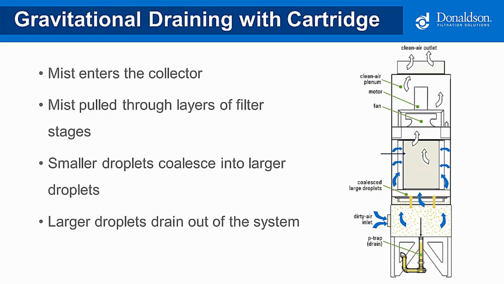The most common local exhaust ventilation system for mist uses multiple stages of cartridge or panel filters and gravitational draining. Here's how it works. The mist is pulled into the collector and moves through a series of filters, typically a pre-filter to separate out the larger particles, a primary filter to do the heavy lifting, and an after filter if needed. The smaller mist particles coalesce together as they hit the filters, form larger droplets that drain out with gravity.